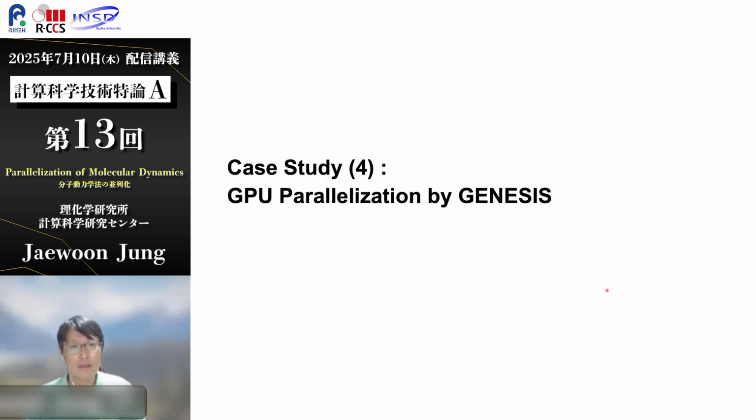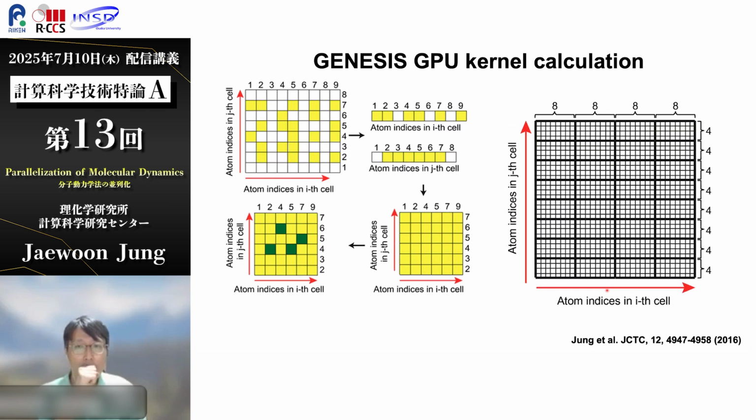In the case of Genesis, to make use of SIMT, for each particle in different cell particle pairs, we make an 8x4 block of particle pairs. In the case of NVIDIA GPU, because the warp size is 32, these particle pairs are considered as one block, and we apply SIMT, single instruction multiple threads, for GPU parallelization.